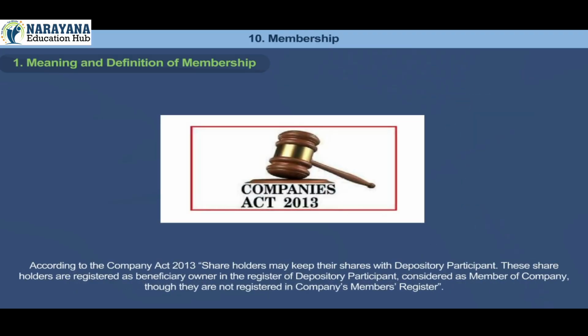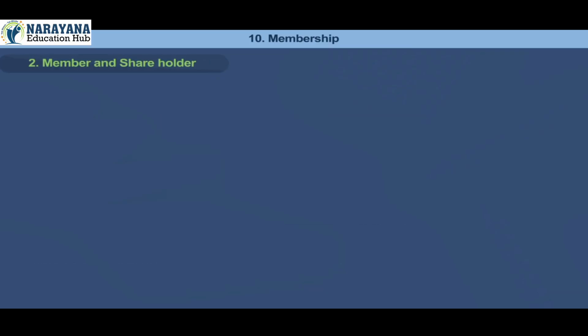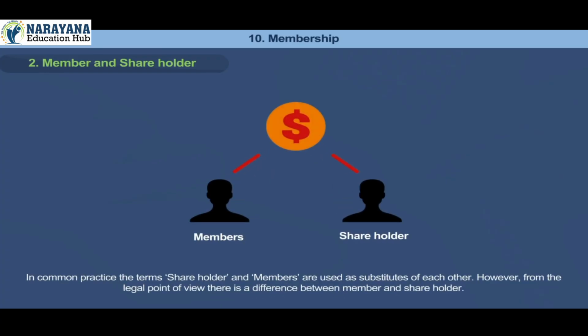According to the Companies Act 2013, shareholders may keep their shares with a depository participant. These shareholders are registered as beneficial owners in the Register of Depository Participant and are considered members of the company, though they are not registered in the company's register of members. 2. Member and shareholder. In common practice, the terms shareholder and member are used as substitutes for each other.